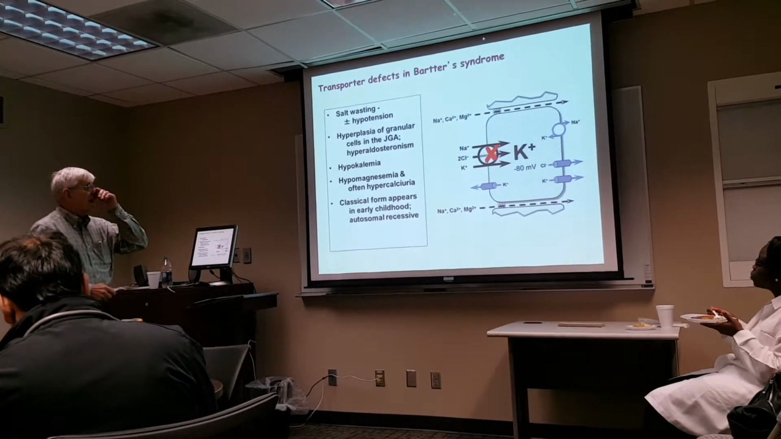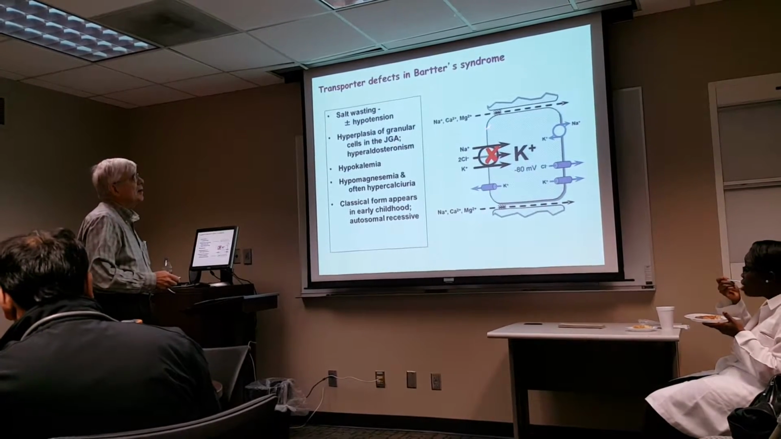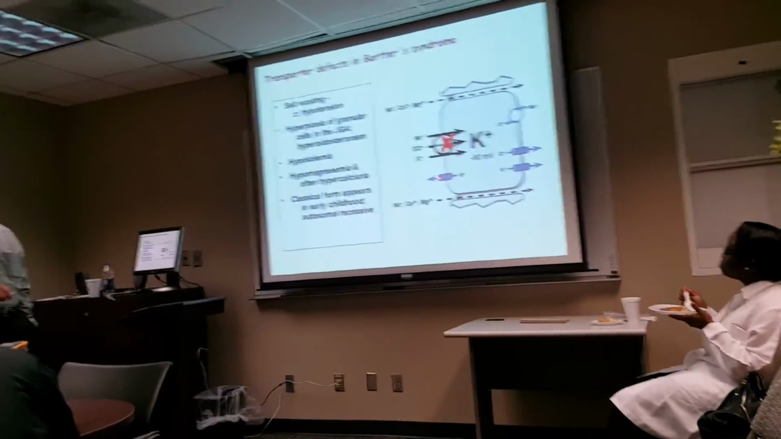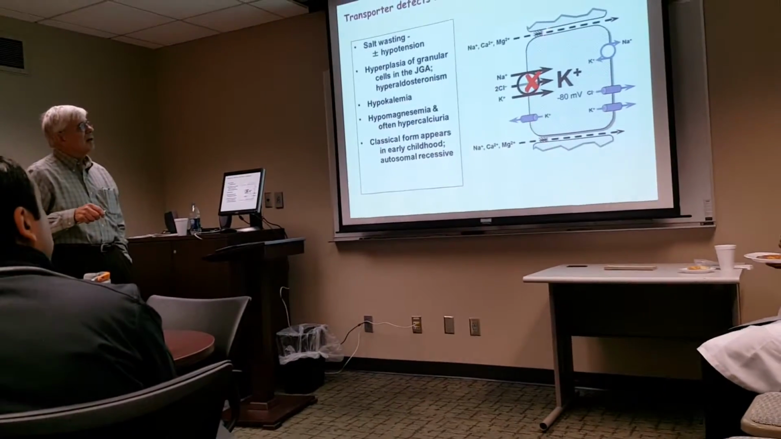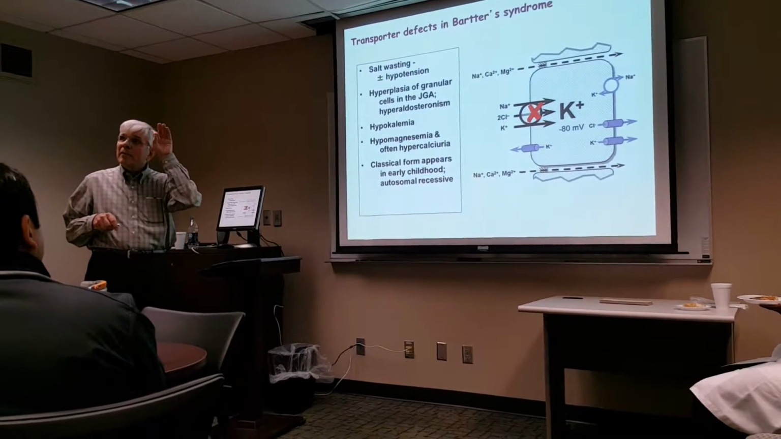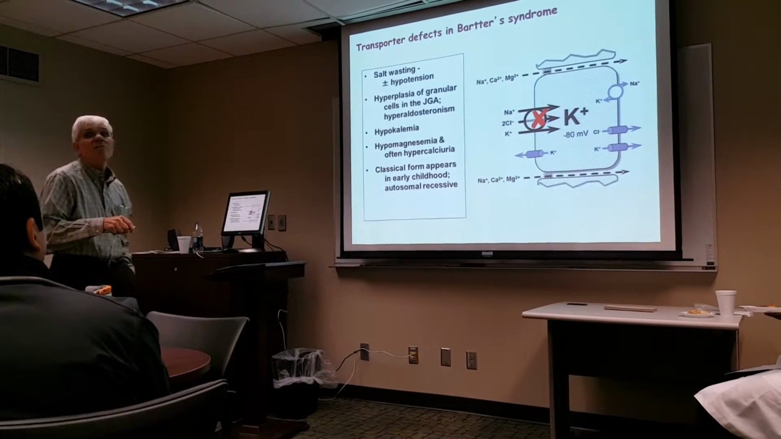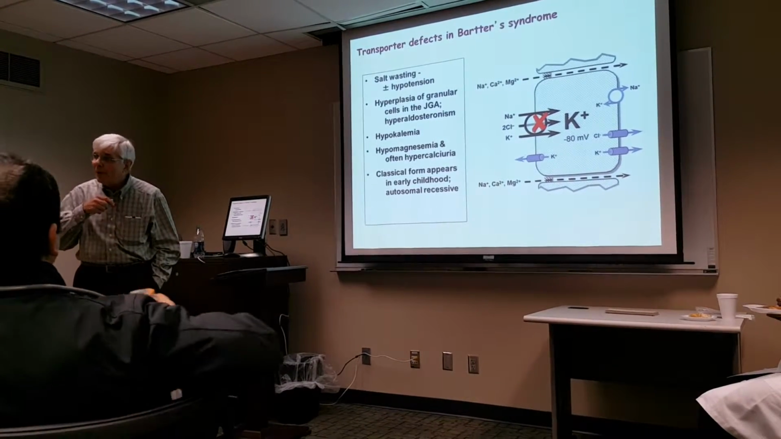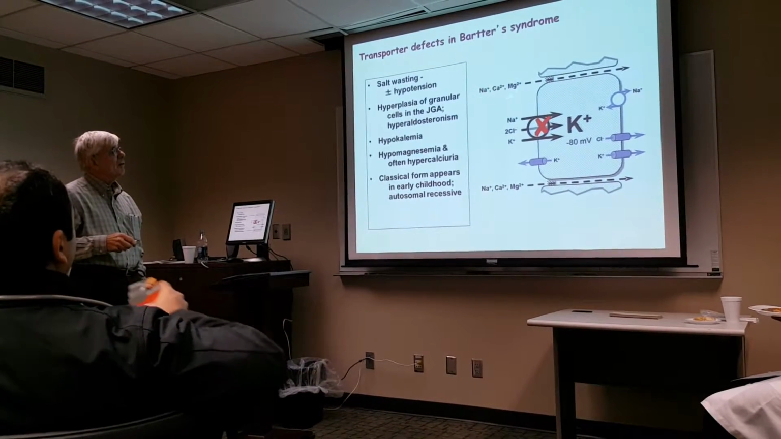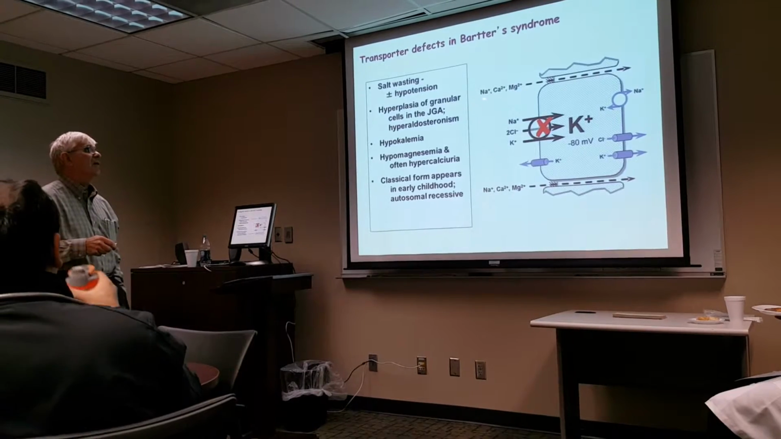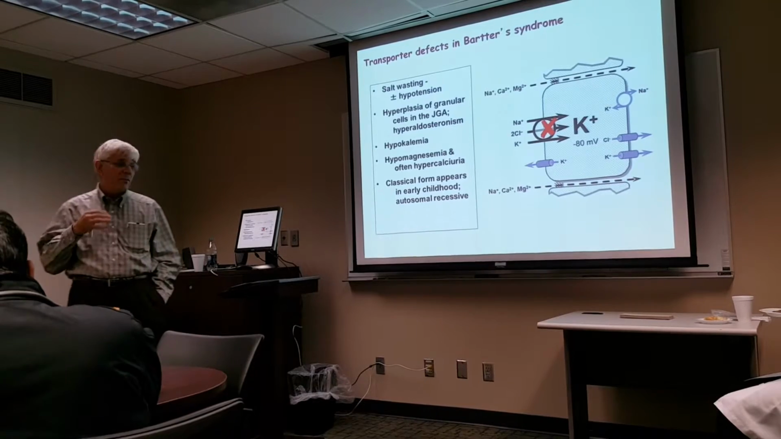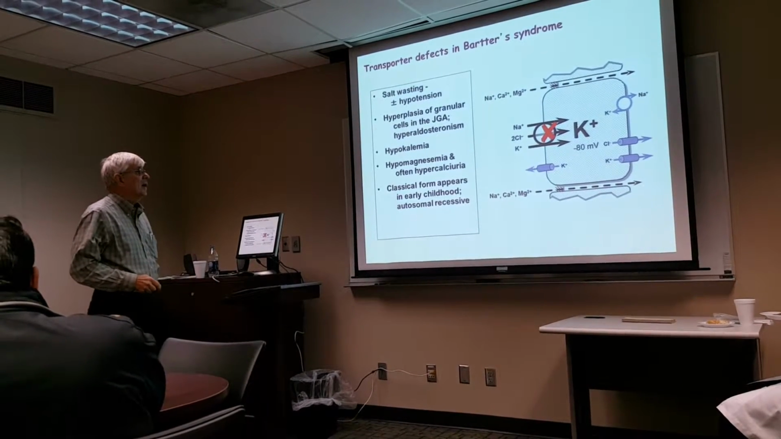What happens in Barter's syndrome, and by the way, remember that this ROMK channel predisposed this luminal membrane to be very potassium permeable and to have a lumen positive voltage. And that this lumen positive voltage, the only place along the nephron, gave you a nice driving force for the passive reabsorption of some of the sodium, but importantly also the divalent cations, particularly important in the thick ascending limb.